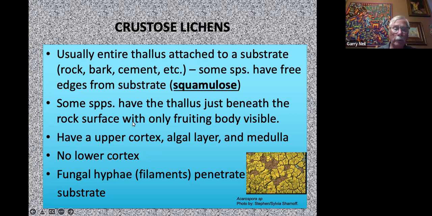The crustose lichens do have an upper cortex. They do have an algal layer. They do have a medulla, but they don't have a lower cortex. In other words, there's no lower skin because the lichen is firmly attached to the substrate itself.